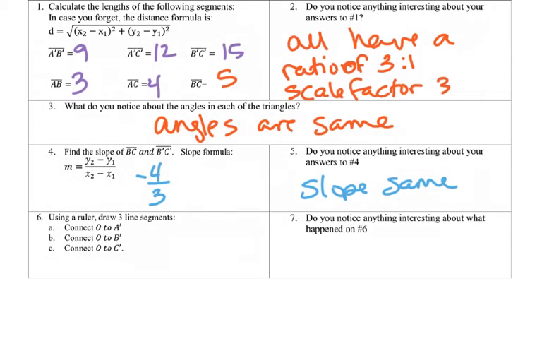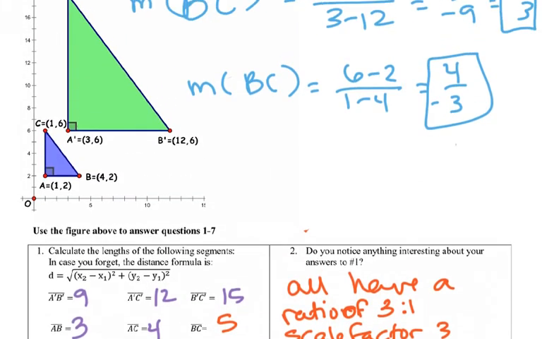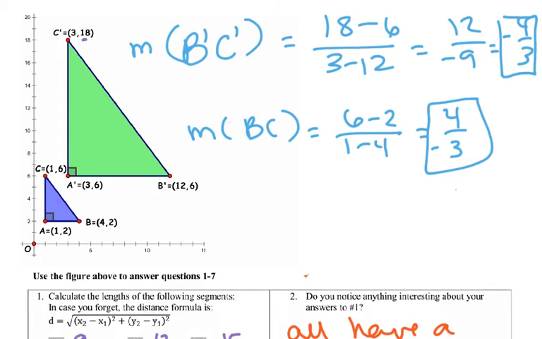Number 6, it says using a ruler or a straight edge, draw 3 line segments. So we're going to connect O, which is the origin or the center of dilation here, to A prime and to B prime and to C prime. So let's do that. I don't have a straight edge that I can use with the program I'm using, but I'm going to draw a line like that.